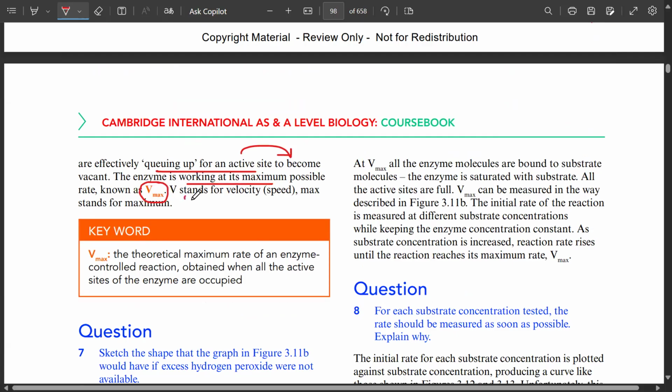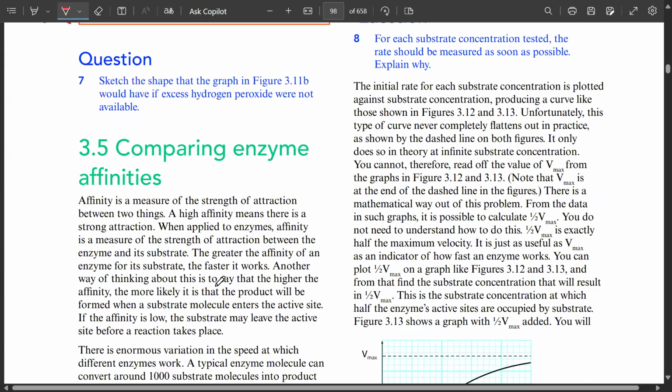Vmax क्या है? The point where enzyme is working at its maximum possible. We call it the Vmax. So can you define me what is Vmax? Vmax is the point where the enzyme can work at its best. The theoretical maximum rate of an enzyme controlled reaction obtained when all active sites of enzymes are occupied.